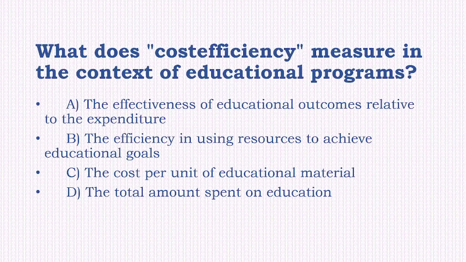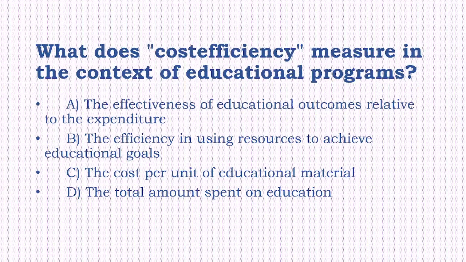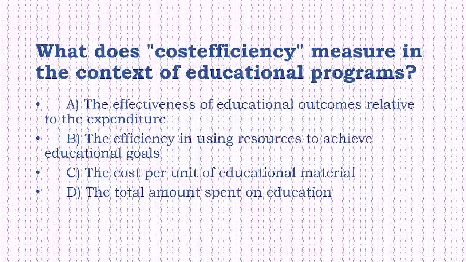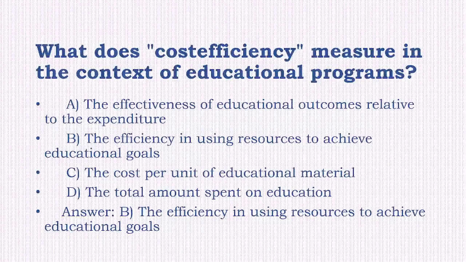Next, what does cost efficiency measure in the context of educational programs? Option: the effectiveness of educational outcomes relative to the expenditure, the efficiency in using resources to achieve educational goals, the cost per unit of educational material, the total amount spent on education. Answer of this question is option B, that is the efficiency in using resources to achieve educational goals.